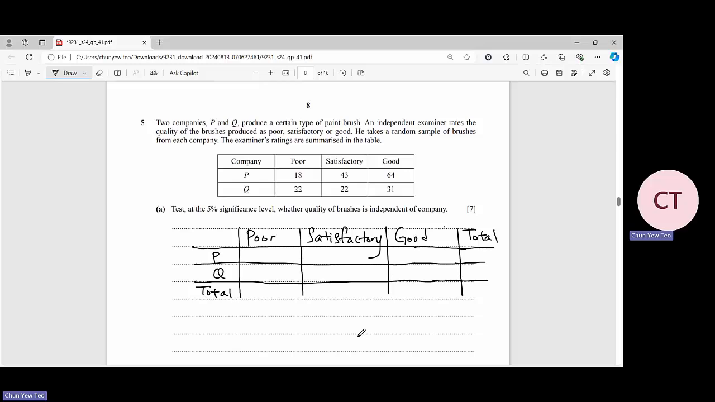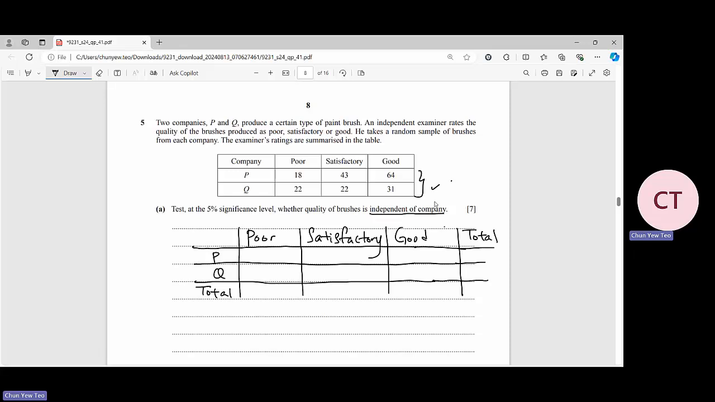Okay, now we take a look at question number 5. Two companies P and Q produce a certain type of paintbrush, and an independent examiner rates the quality of the brushes produced as poor, satisfactory, or good. He takes a random sample of brushes from each company. The examiner's ratings are summarized in the table. So this is the information given. Test at 5% significance level whether the quality of the brushes is independent of company.